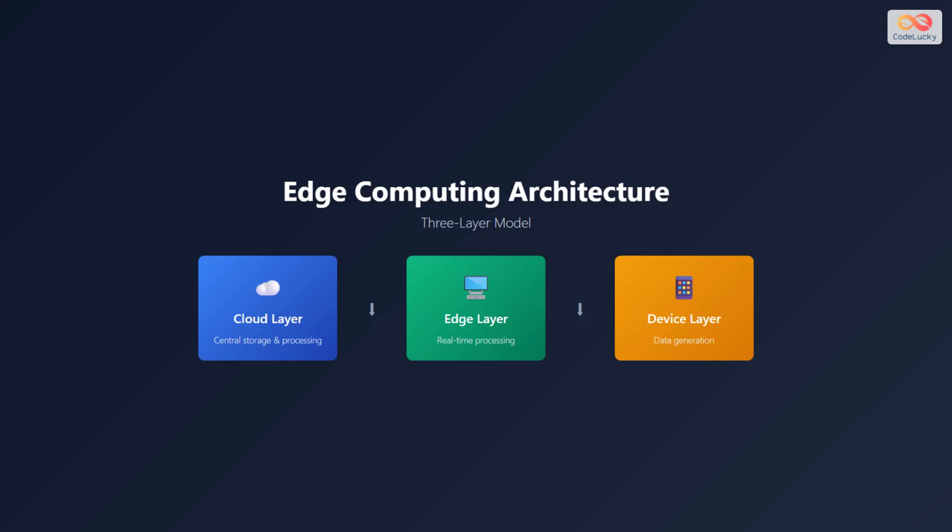At the bottom, we have the device layer, which consists of sensors, cameras, and Internet of Things devices that collect the raw data. Data flows from devices to edge servers for immediate processing, and only important information gets sent to the cloud for long-term storage and advanced analysis.